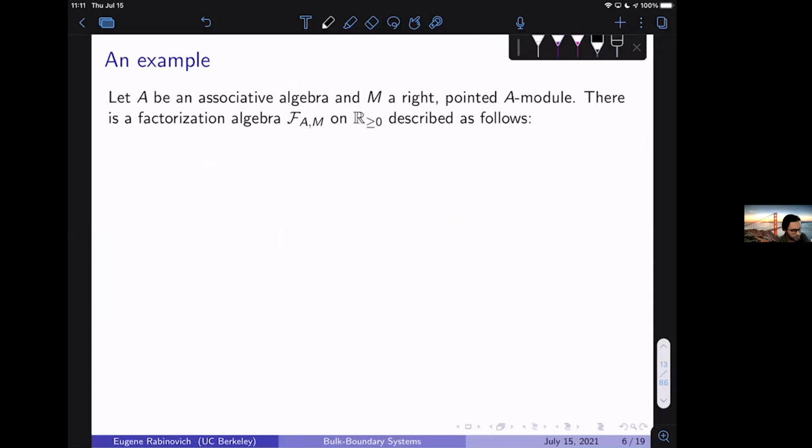So now let me present to you a very simple example of a factorization algebra on the non-negative real line, which is basically the crucial example that all our results relate to. So it's a good moment to make sure you're paying attention and ask questions. So the data for this factorization algebra is going to be an associative algebra and a right-pointed A module. And we'll describe a factorization algebra on the real line.